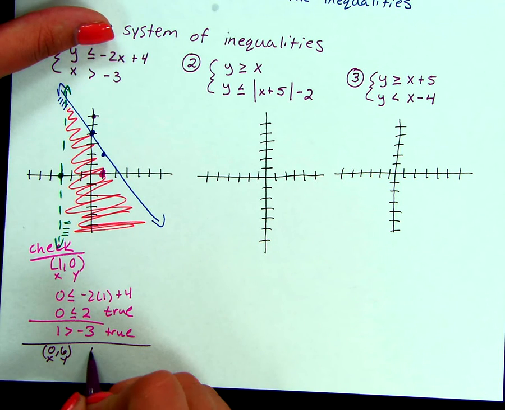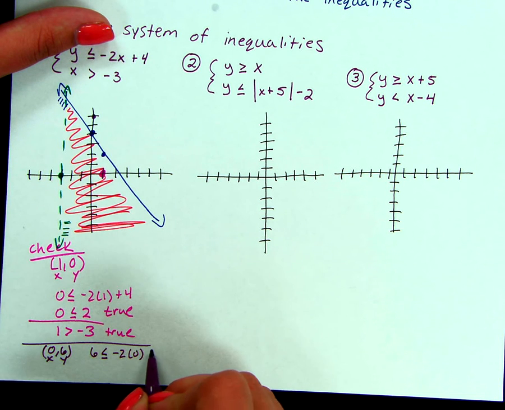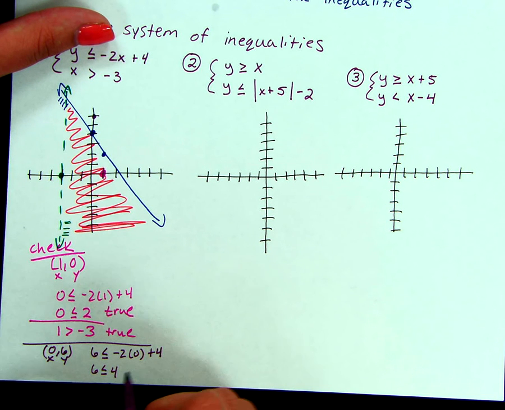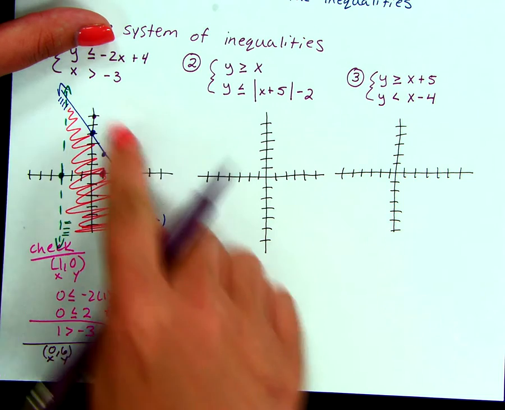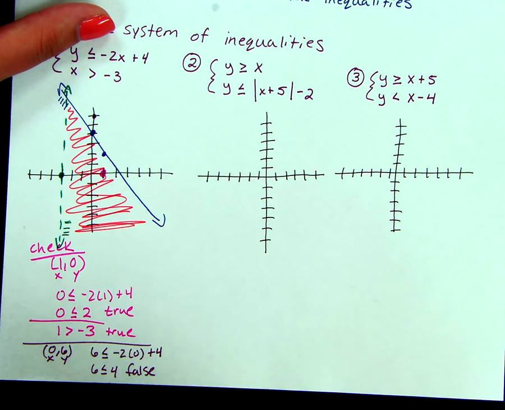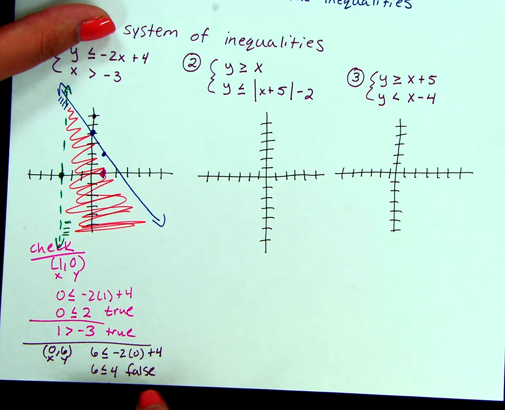So we would have 6 less than or equal to negative 2 times 0 plus 4. So here this would say 6 is less than or equal to 4. Well, that's a false statement. And that should happen because this isn't part of our shaded area. So again, our solution set has to be where our shaded part is. Otherwise, either one or both of these, if we pick this point, will be false.